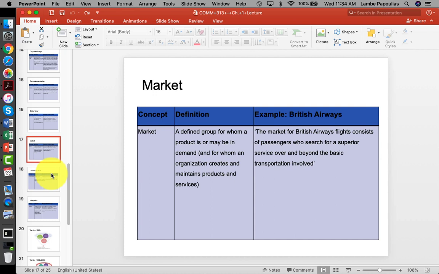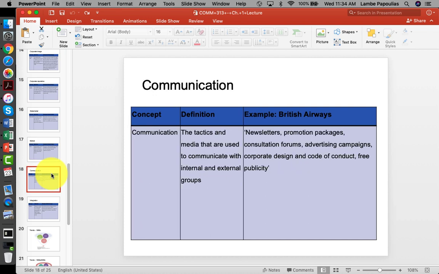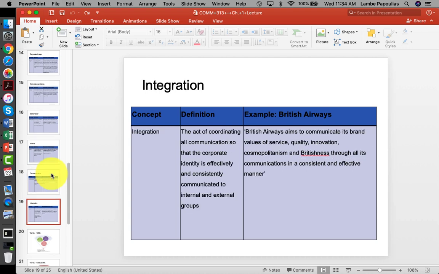Let's take a look at the market. It's a defined group for whom a product is or may be in demand. So British Airways flights consist of passengers who search for superior service. This is their market, people who want an excellent service. And communication, which is the tactics and media that are used to communicate with internal and external groups, such as newsletters, promotion packages, and advertising campaigns, whether it's social media or how do you advertise for it.